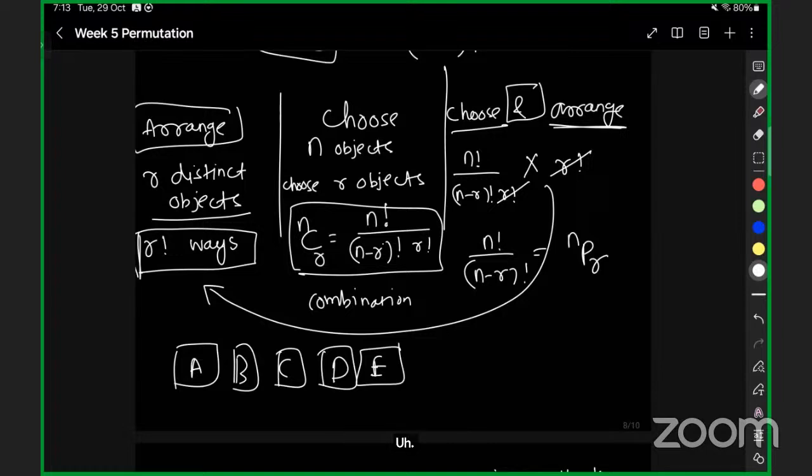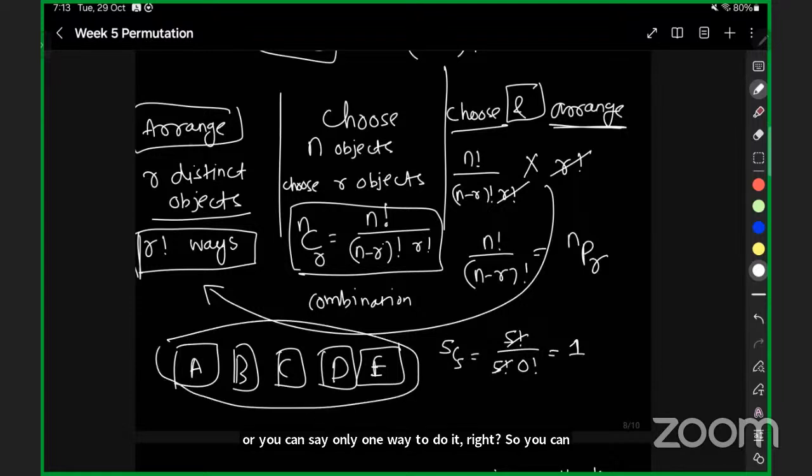How will you choose 5 students out of 5 students? 5C5. Okay, so if you do that, what will you get? 5 factorial divided by 5 factorial into (5 minus 5) factorial, which is 0 factorial, so this is 1. Or you can say there is only one way to do it, right? I have to choose all of them, so there is only one way I can choose all of them.